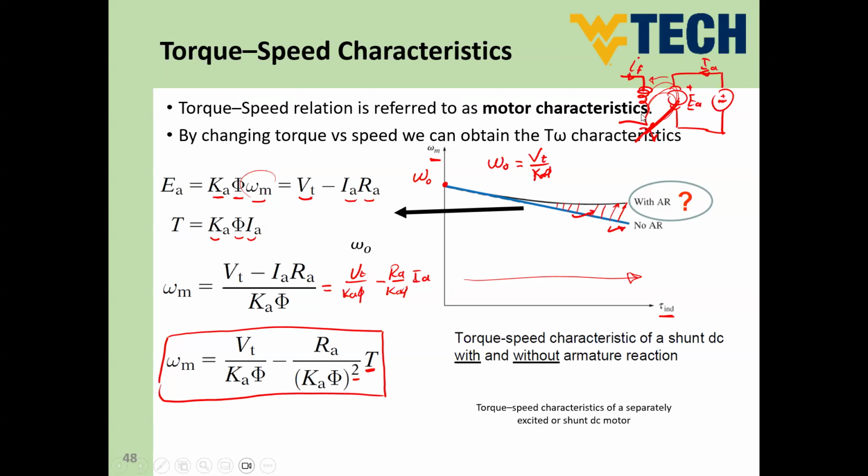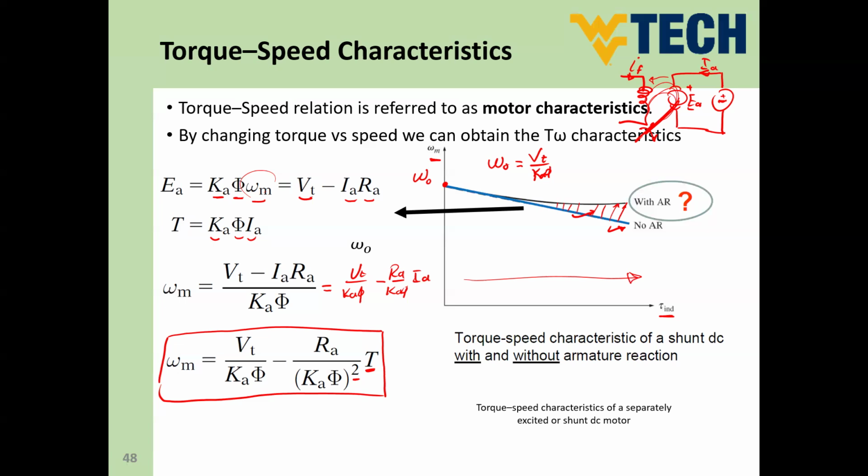However, due to the reaction of the armature current on the field circuit, a high load current, or high armature current, will cause a reduction in the flux, and this increases the motor speed. This is called the armature reaction, and we discussed this in the previous class, and we will see how we can compensate for it in order to cancel the armature reaction.